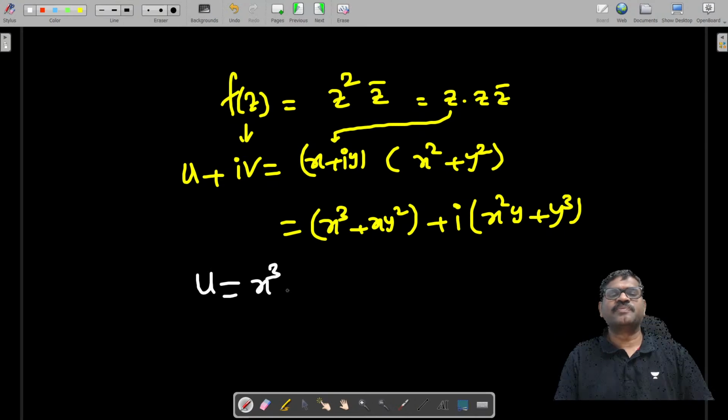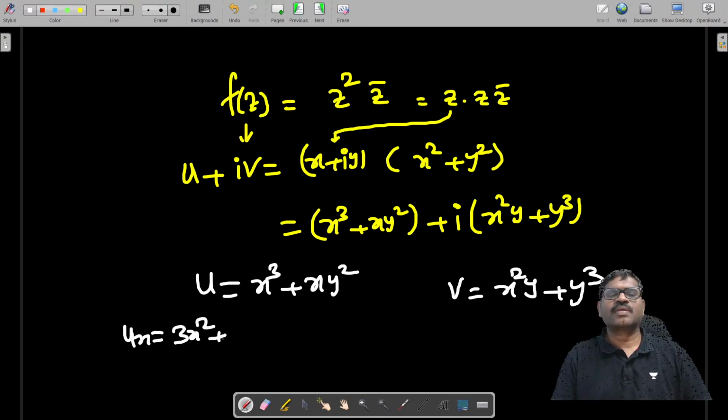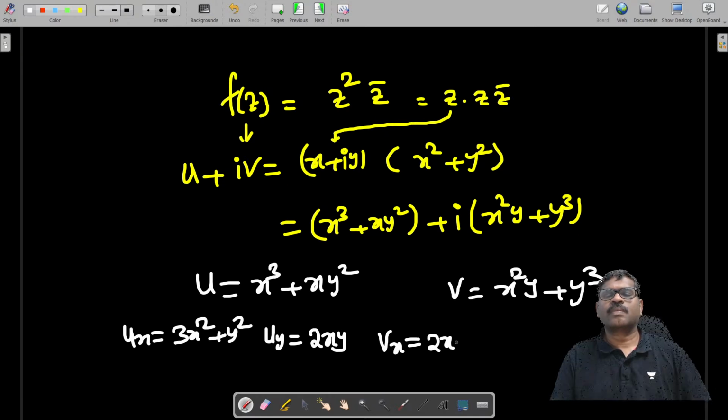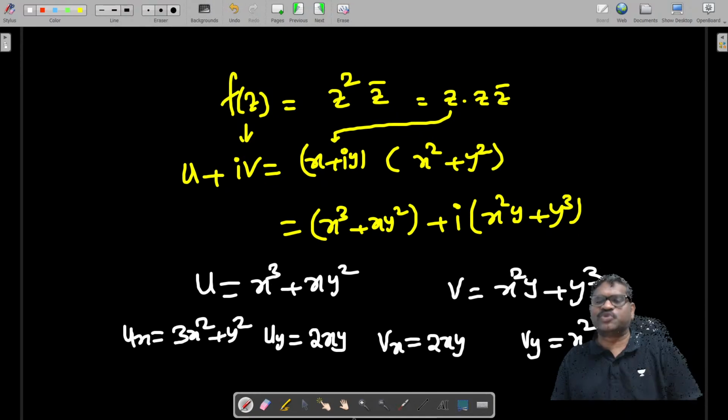U is X cube plus XY square. X square plus 3Y square.